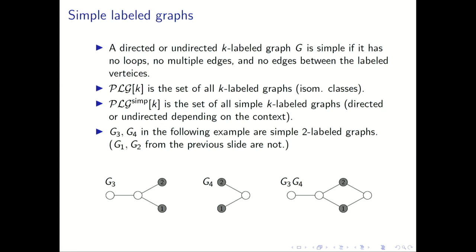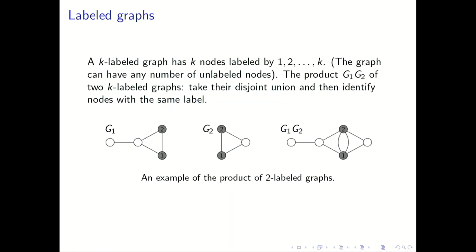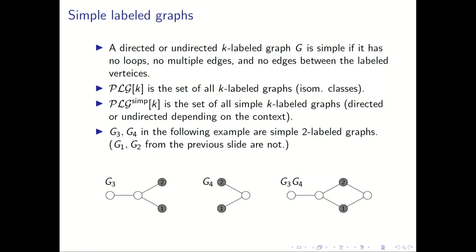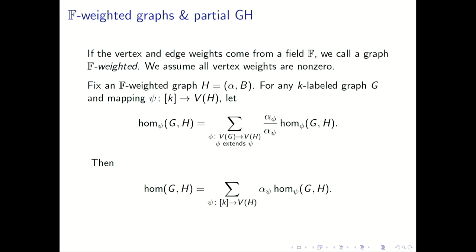Its underlying graph is simple and has no edges between the labeled vertices. Note that the graphs G1, G2 from the previous slide are not simple as two-label graphs according to our definition because of the edges between the labeled vertices. On the other hand, even the product of two simple label graphs is a simple label graph, which is illustrated by the graphs G3 and G4. Next we define an F-weighted graph. We assume by default that the vertex weights alphas are non-zero because zero vertex weights don't give any contribution to the partition function, and so they can be freely removed.